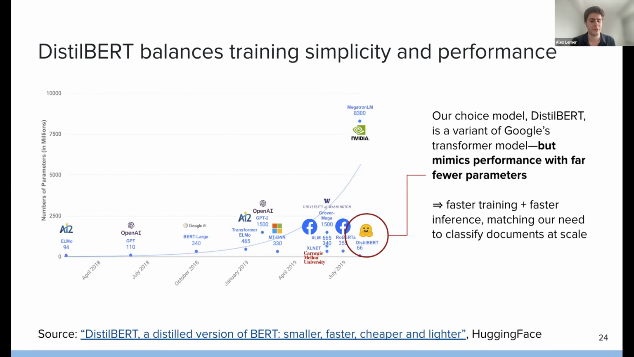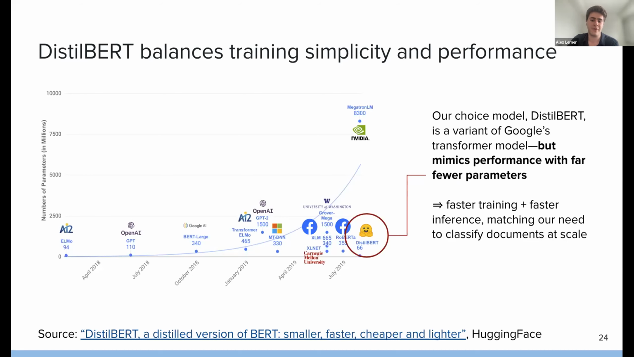One of the reasons we chose it, you can see on this graph on the left, which shows different models that have come out as the years have gone by, and the y-axis is the number of parameters in millions. The larger the model, the slower it'll train and the slower it'll predict. The good thing about DistilBERT is it's able to really mimic the performance of these much larger models, and the faster training and faster inference can match our need to classify these documents at scale.